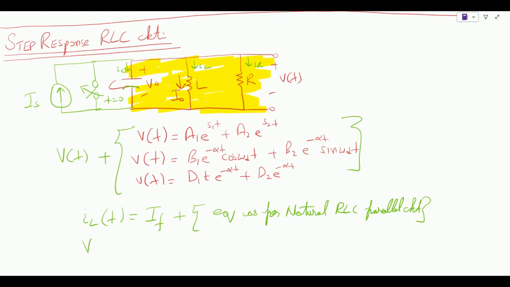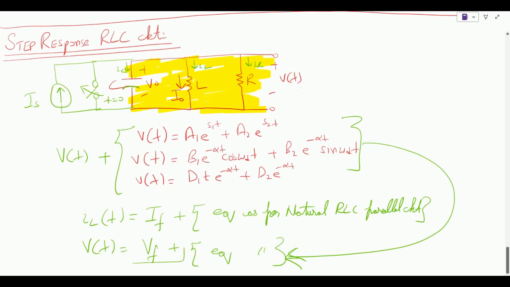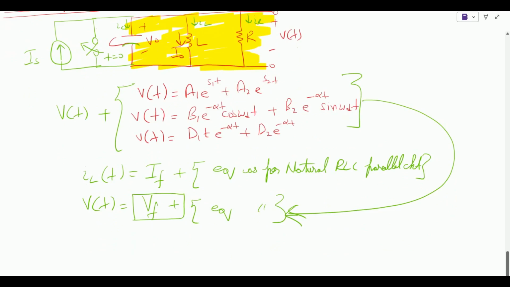Similarly, if we are finding the voltage for the step response, then V of t is going to be the final value of the voltage, V f, which is the source, plus the equations as per the natural response. For voltage it is going to be these equations, and you just add the term of the voltage source, which we are calling the final value. So this is how we write the equations for the step response.